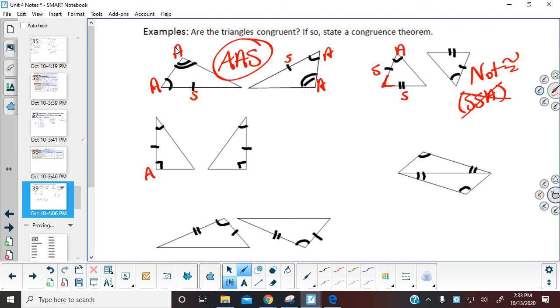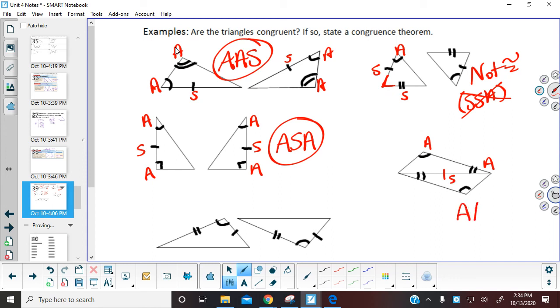If we look at this picture, don't be fooled. You have an angle that's a right angle, but that doesn't mean that it's automatically HL. Instead, look at what else is marked. Your side is between those two angles, so ASA works. This one on the right, you've got that reflexive property in the middle again. So you've got angle, and then the side in between.